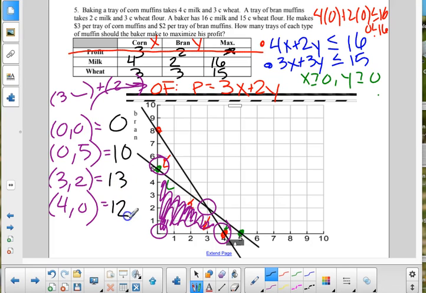12. So with his restrictions of how much milk and wheat he has, what is the most amount of money he can make? $13. So make sure you explain your answer. Like the maximum profit is $13 by baking 3 trays of corn and 2 of the bran. On the test, I've given you a sentence to fill in the blanks to remind you to write it as a sentence. So just make sure each of these numbers mean something. Explain what they are for the problem.